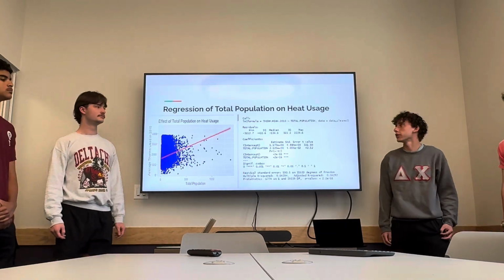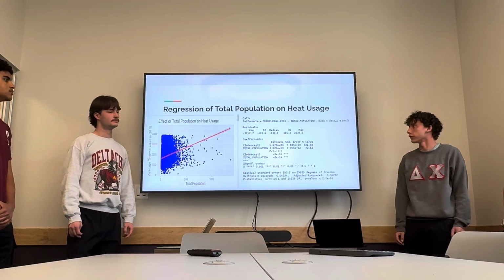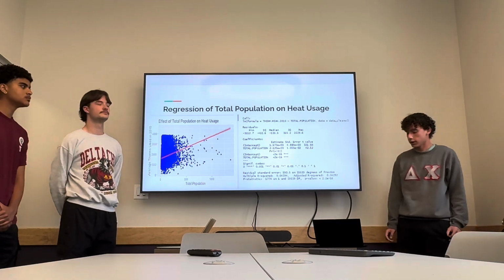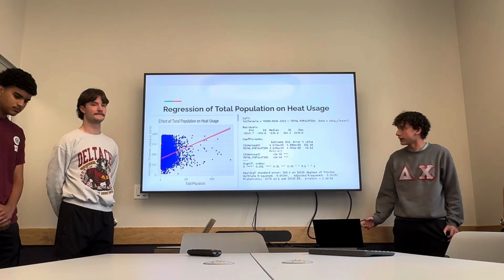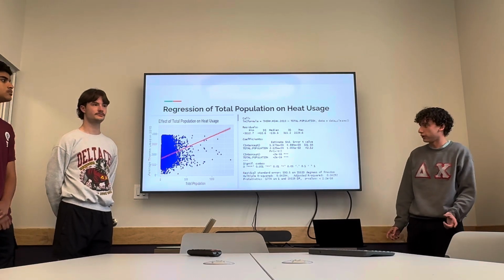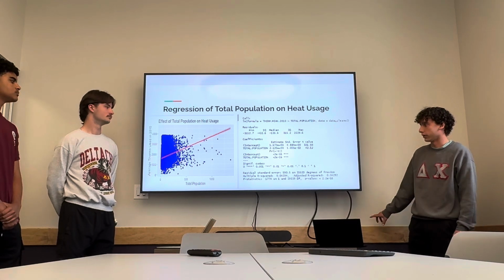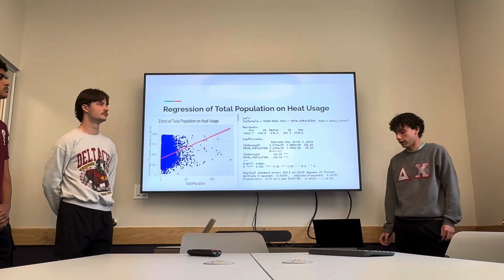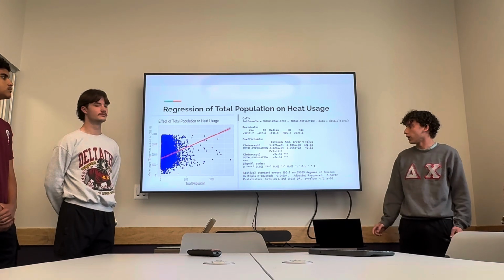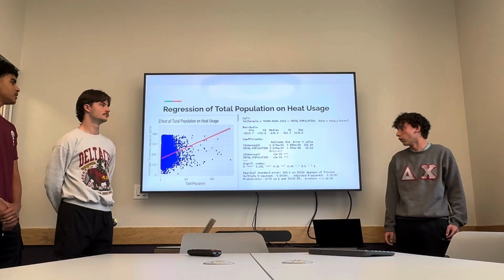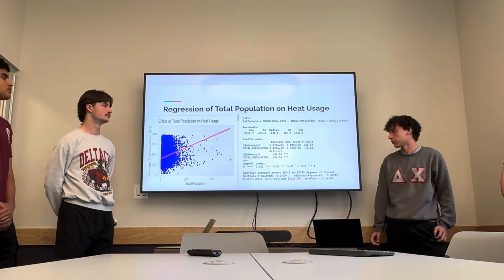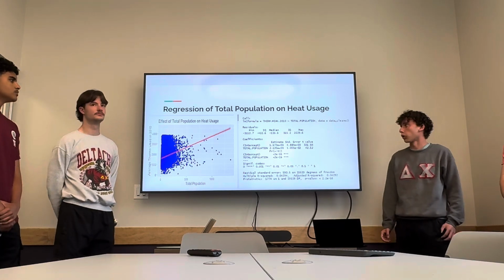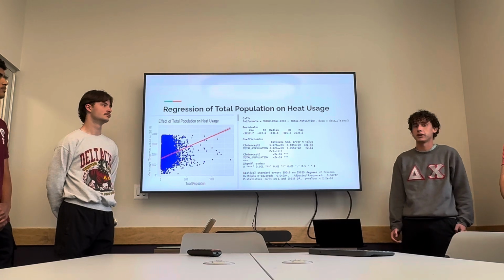After we cleaned the data, we first ran a regression on our two different hypotheses. This is our first one, on total population affecting heat usage. As you can see from the scatter plot, the data was very centered early on, through the first 0 to 100 data points, and there were some others where the population was very high. Our conclusion from this regression is that our R squared was 0.04294, which means that total population only explains about 4.3% of the total variability of heat usage.